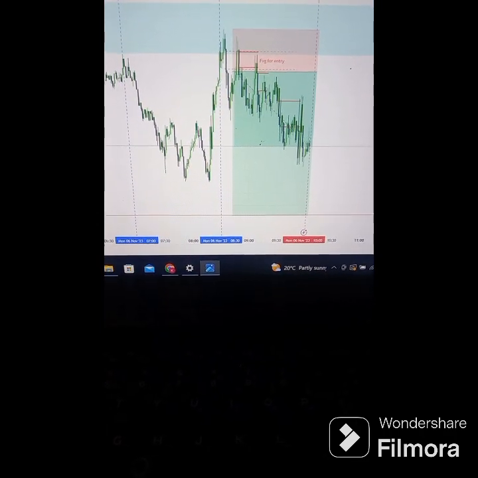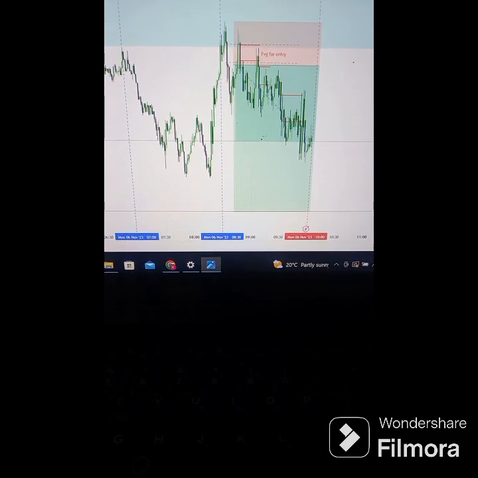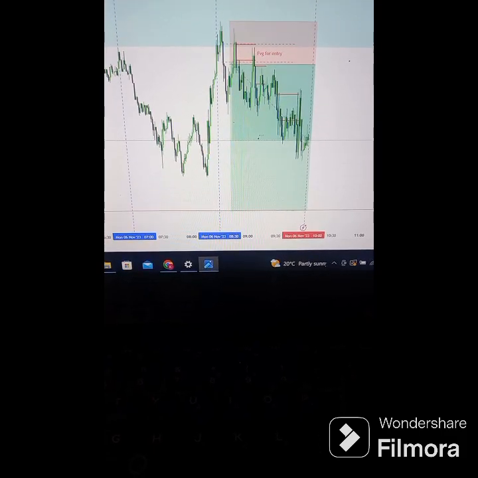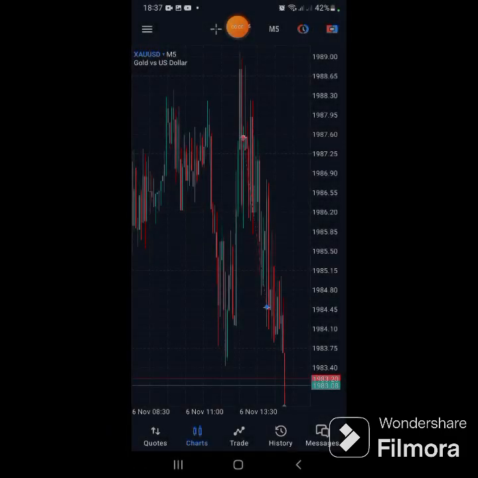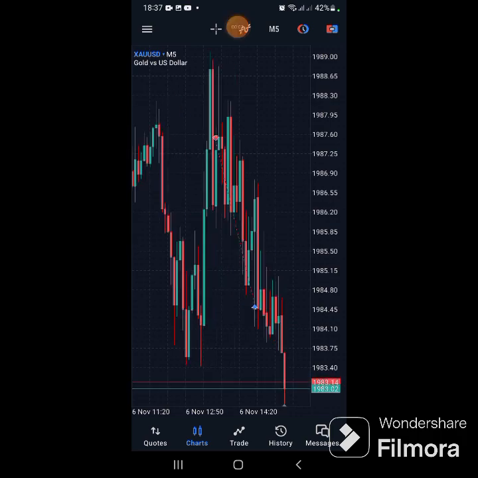So that's how I took this gold trade and made 4,500 Kenya shillings trading gold. So it pays. As you can see, this is the trade and you can see my entries here. This is where I sold, this area here where there's a red cursor. Then I rode this wave up to this area.